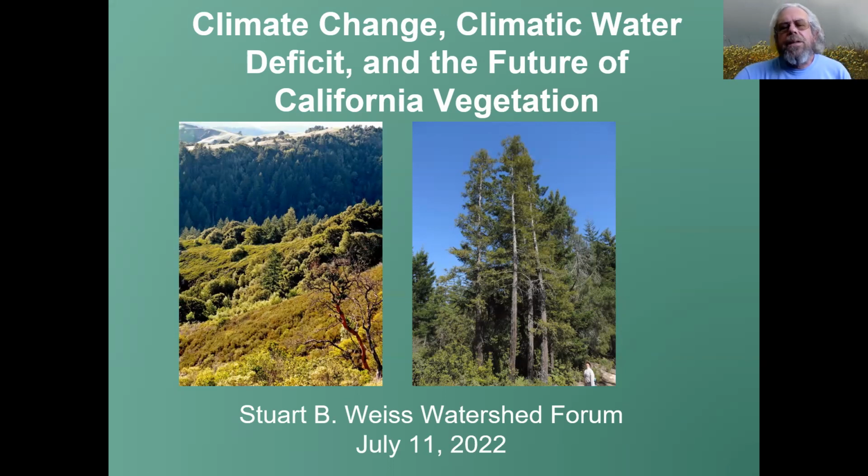So this talk is based on some work done as part of the Conservation Lands Network, which is a project of Together Bay Area, formerly the Bay Area Open Space Council. I'm sure a lot of you are familiar with it. And what I'm going to talk about is how do we approach assessing risk to vegetation from climate change.